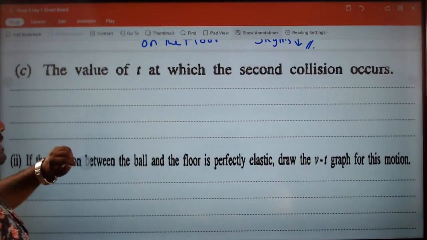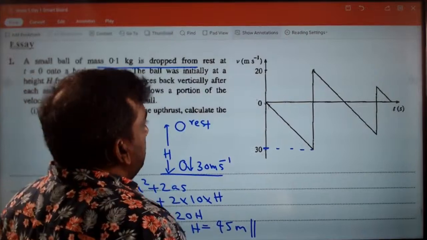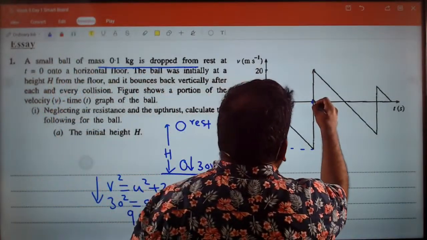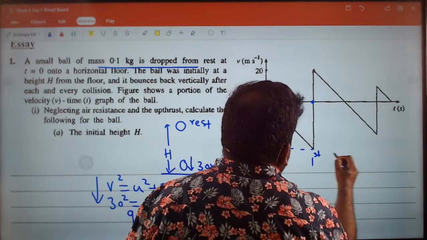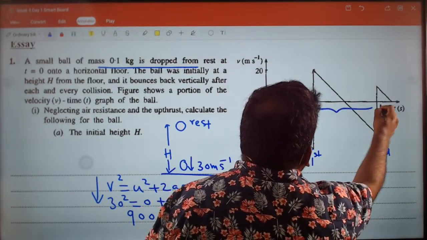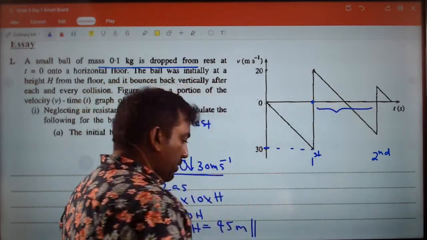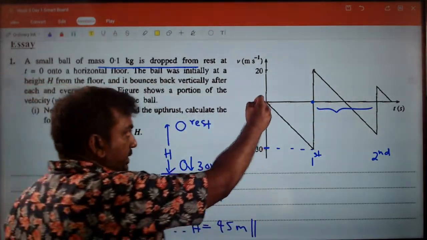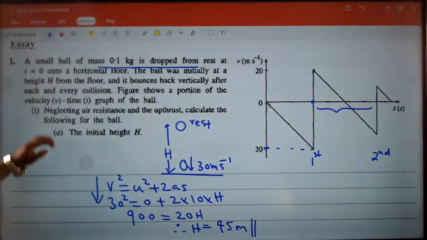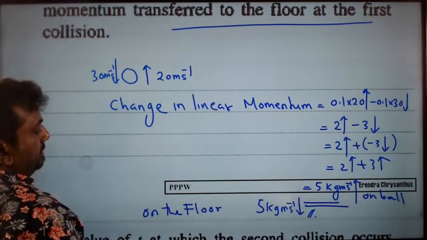The value of T for the second collision. Read the first collision, then the second collision is here. You have to find the first time and the second time. You must find this time plus that time, then that is the total time. T equal naught is measured from here. So you must work the problem carefully.